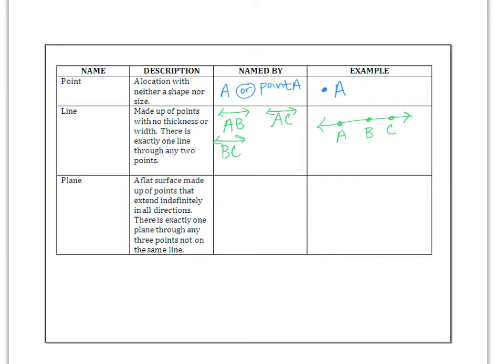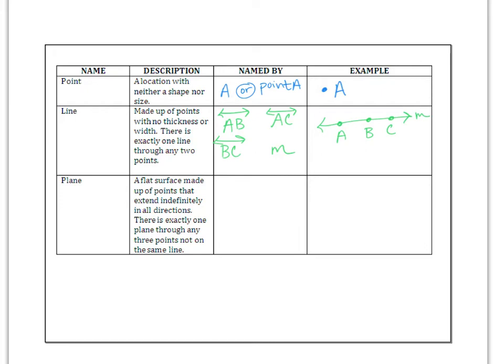The other thing that you might see is a little cursive letter. I call it a script letter on the end. And notice it is not point M. There's no dot by it. M is naming the entire line. So another way that I could name this line is I could say M or line M.